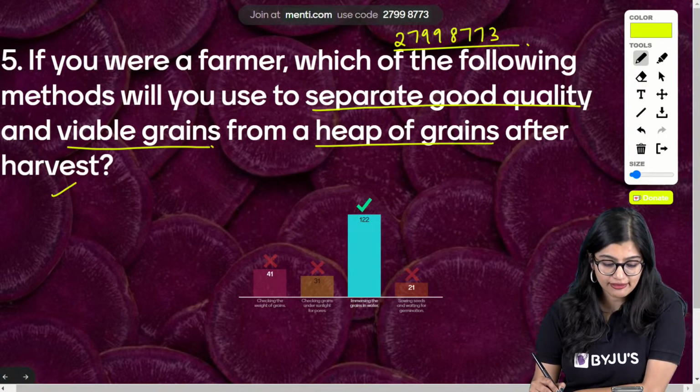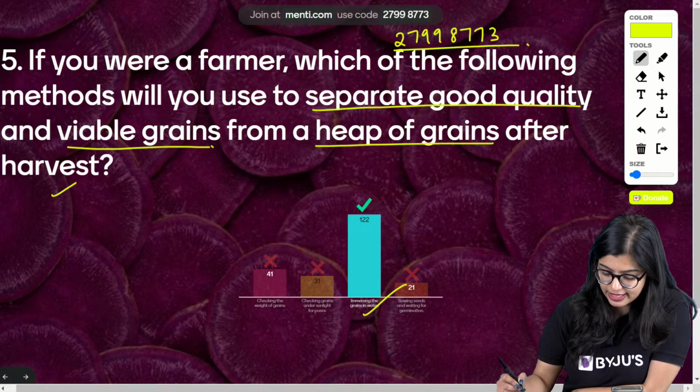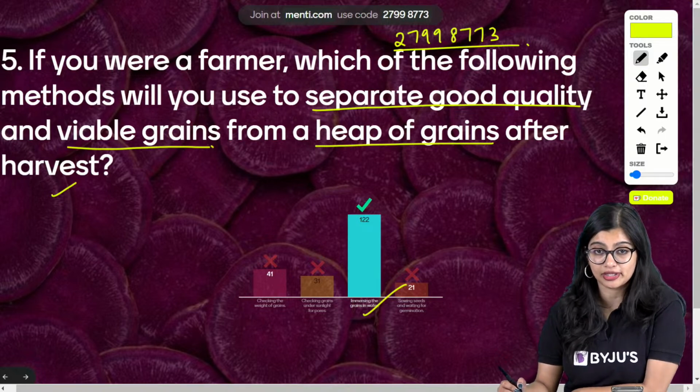Very good, everybody. The correct answer here is option number C. You'll put it in water, right?